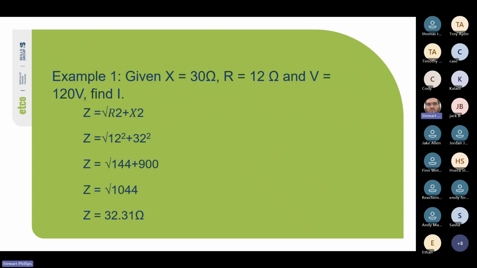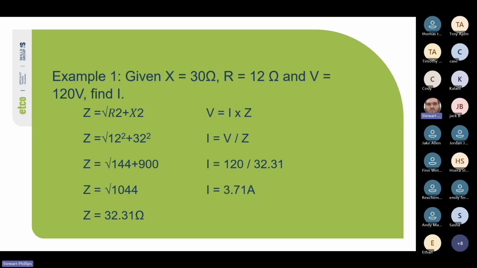So now that we've figured out our impedance, we can use this to figure out our current. We take our Ohm's law, V equals I times Z. We rearrange so that we've got I as V divided by Z. 120 divided by 32.31 gives us a current of 3.71 amps. So those are the steps we go through to figure out our current if we've been given our reactance, our resistance and our voltage.